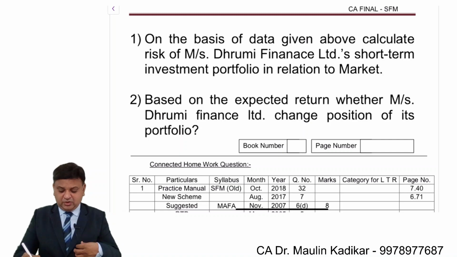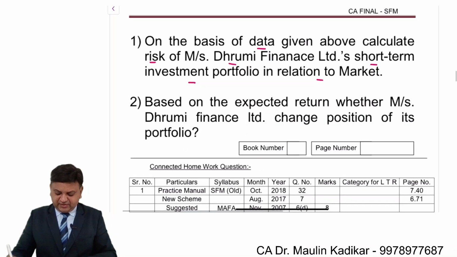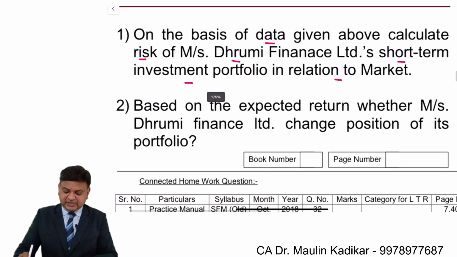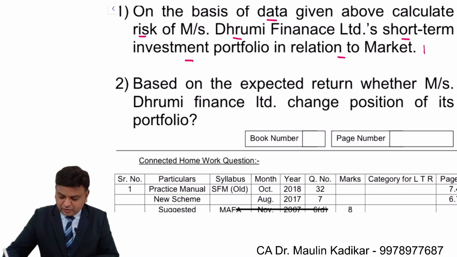First part of the question: on the basis of the data given above, calculate the risk of Mrs. Dhrumi Finance Limited's short-term investment portfolio in relation to market. That is the first question. Then the second part of the question is given, which we are going to read later on. So the first part says that you are required to make the computation of the beta of the portfolio.